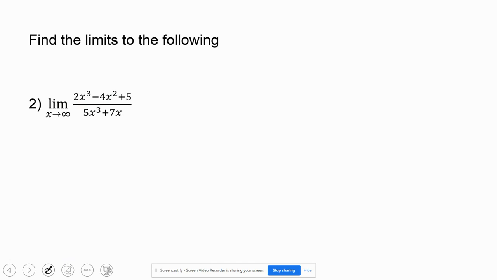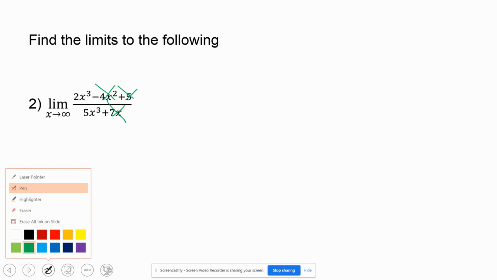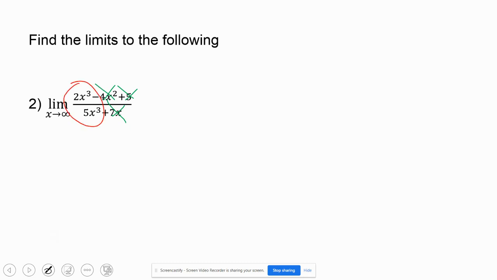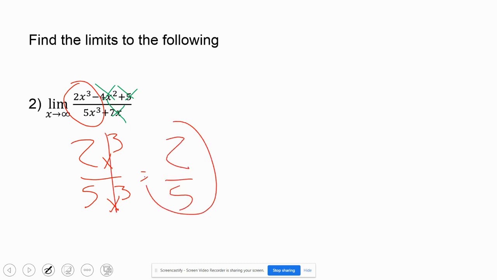Okay, second one. Again, copy it down. Take a minute to evaluate. This is another one where x is approaching infinity. The only thing that matters to us is the highest degree. We have 2x cubed over 5x cubed. The x cubes will cancel out, and this fraction should be getting closer and closer to 2/5 as x is approaching infinity.